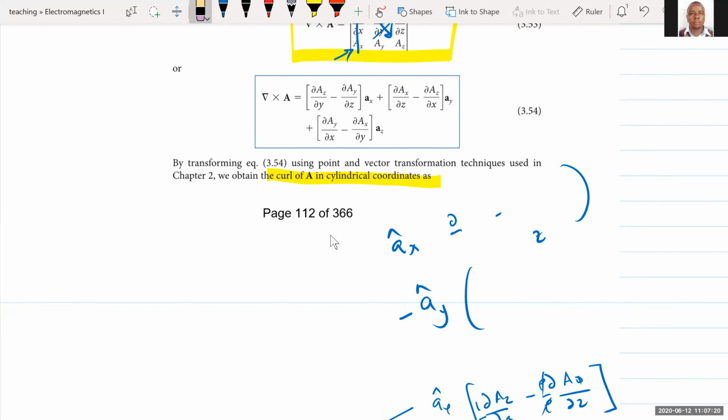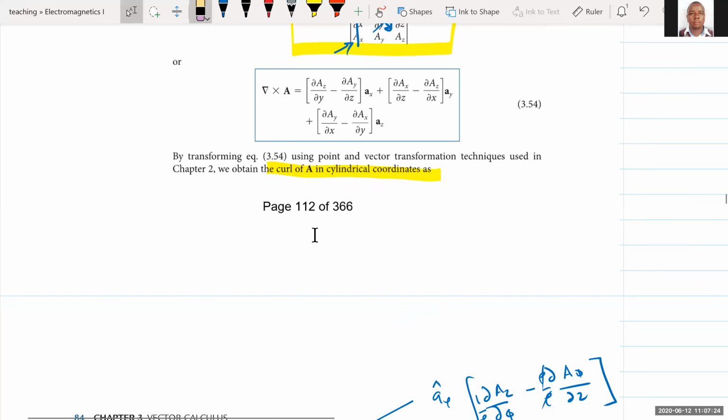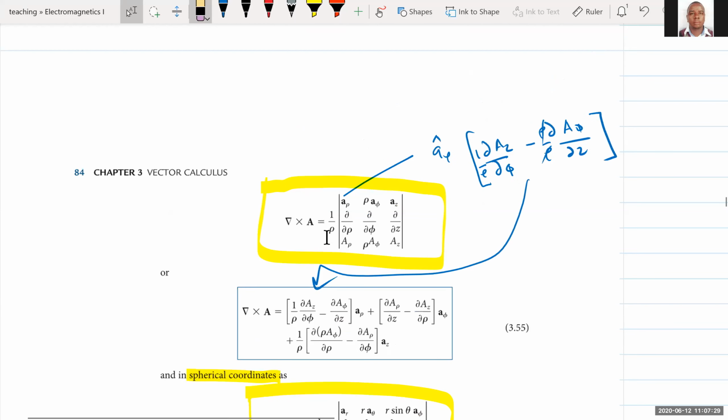That curl we have out there is in the Cartesian coordinate system. We want now to jump to the one that is done in the cylindrical coordinate system. As we have been saying, we are not going to bother ourselves with deriving how each of those comes about. All we need to know is that from the one we have done for Cartesian, introduce 1/rho there, and then introduce this rho there and there. So we are introducing rho at 3 points. Everything else remains as it would be normal. So instead of AX, we have A rho. Then instead of AY, we have rho A phi.